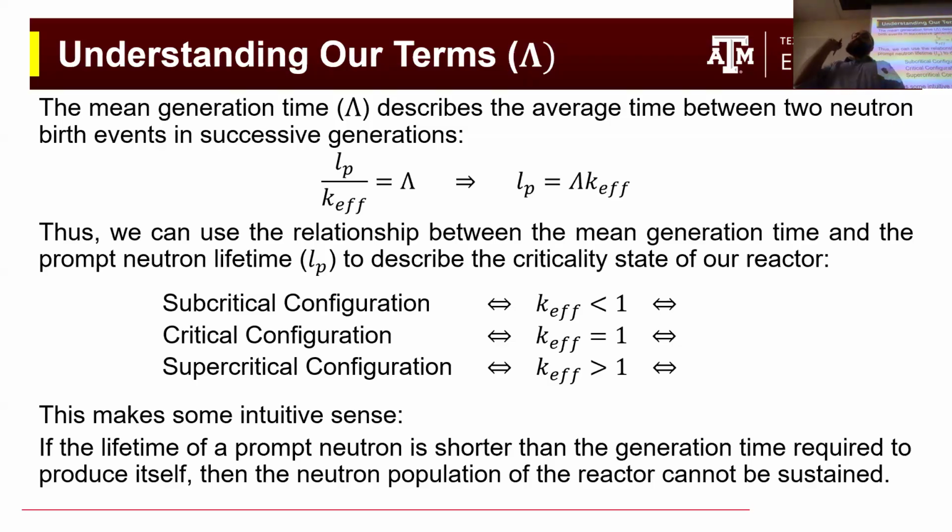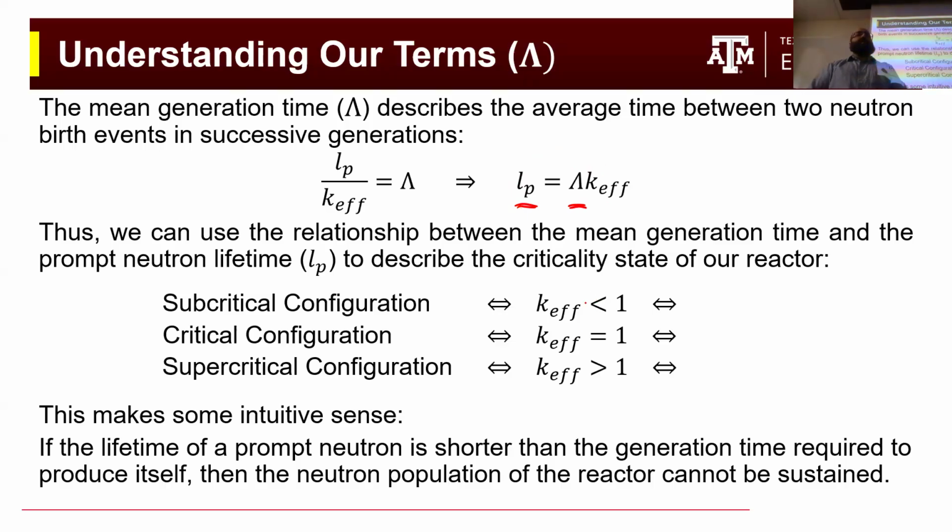And so if the mean generation time is the average time between two birth events from one generation to another, then it is related to LP, which is the prompt neutron lifetime, and they're related through K effective. Because of this relationship between the prompt neutron lifetime and the mean generation time, and those relationships involving K effective, we can actually talk about the criticality state of our reactor in terms of how LP, the prompt neutron lifetime, compares to the mean generation time.